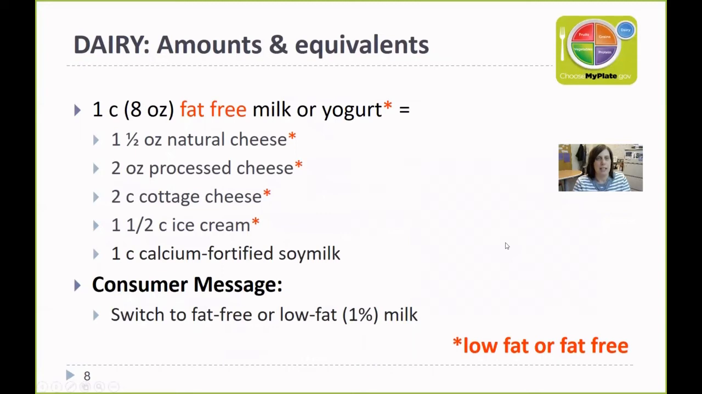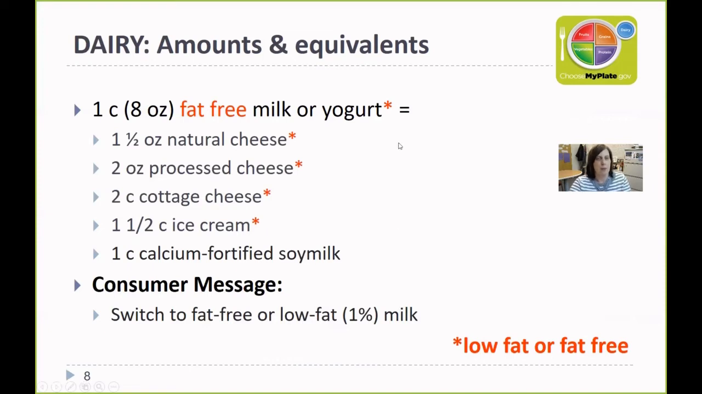What about dairy? So what's important here is to remember that the recommendation is fat-free or low-fat. So low-fat referring to 1%. So 2% or a whole dairy product is one we want to limit in our diet. We want to try to get more fat-free or low-fat options into our diet.